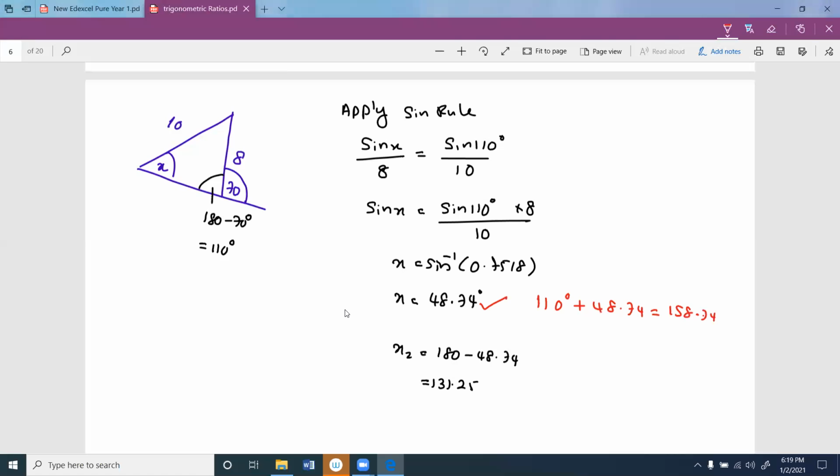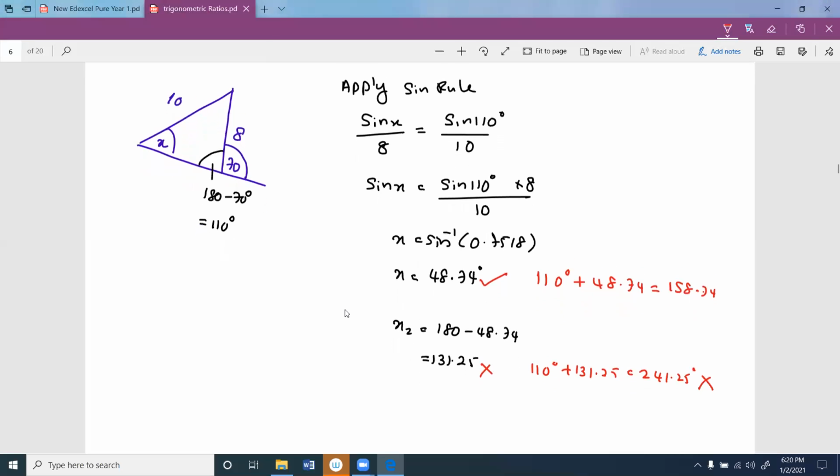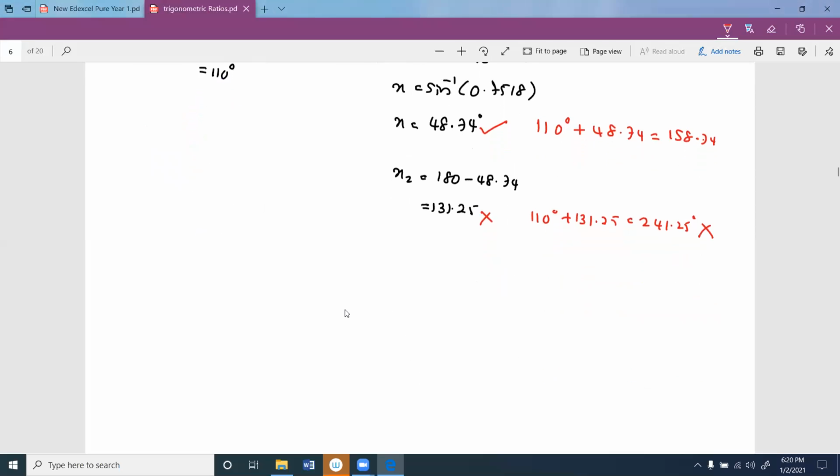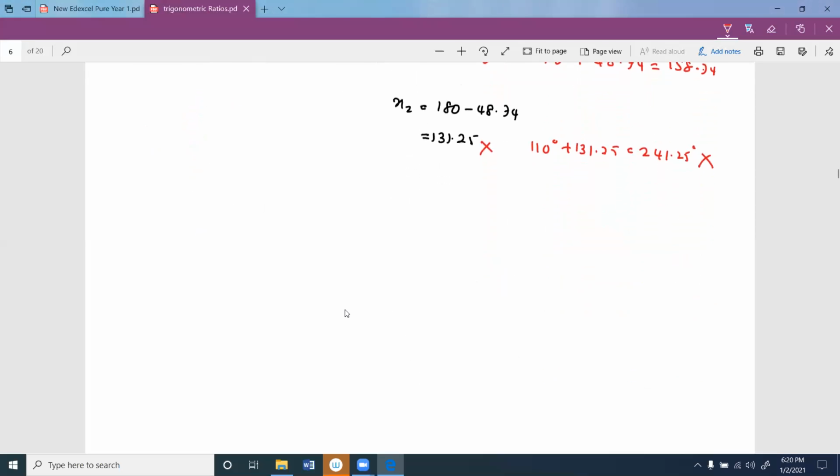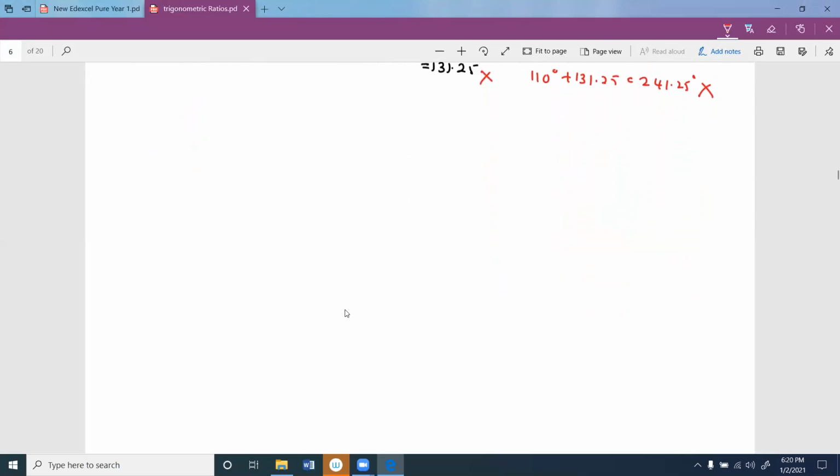Now if you work it out with the second angle, 110 plus 131.25 equals 241.25. So this is not applicable. This answer does not exist. So we can go ahead with only the first angle. That is the way of doing that kind of question. Anyway, we have to work out both situations and see whether each is applicable or not. That's the way of doing that kind of question.